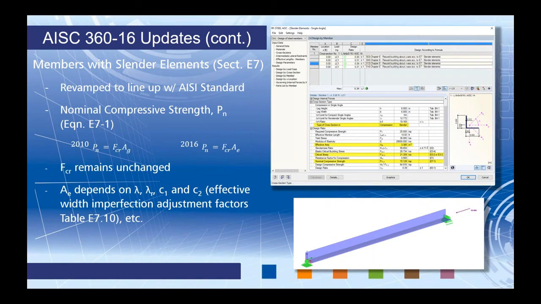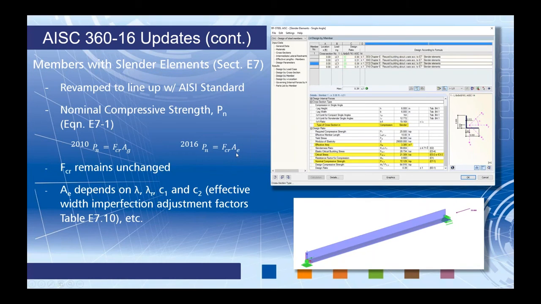For example, members with slender elements in section E7. This was completely revamped to line up more along the lines with the AISI standard, which is for cold-formed steel. For example, the nominal compressive strength, P sub n, which comes from equation E7-1, we can see over here on the left side for the 2010 version, it's just our critical stress times our gross area. Well, now for the 2016 version, it is the critical stress times the effective area.